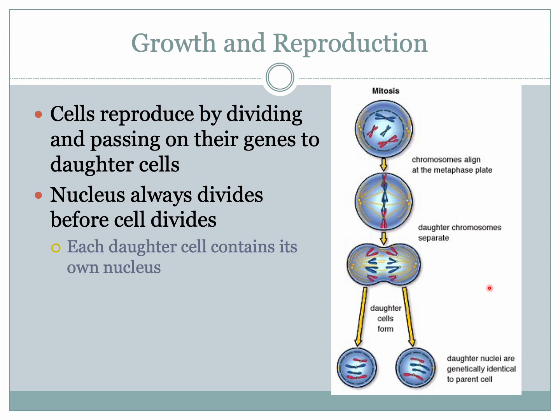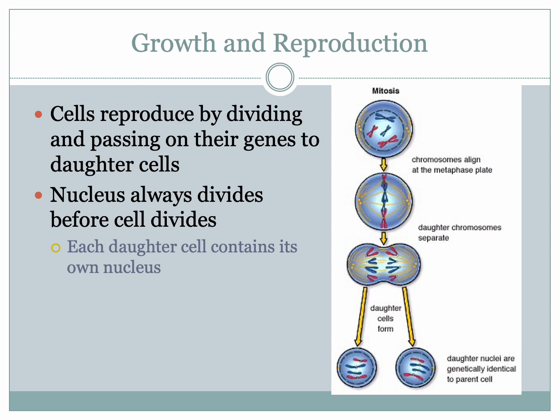Cells reproduce by dividing and passing their genes to their daughter cells. So you have an original cell that's going to go through the process of mitosis, resulting in 2 new daughter cells, and these daughter cells will be genetically identical to the original cell. The nucleus always divides before the cell divides. This is important because the nucleus is going to control the cell's activities due to it containing all of the genetic material.